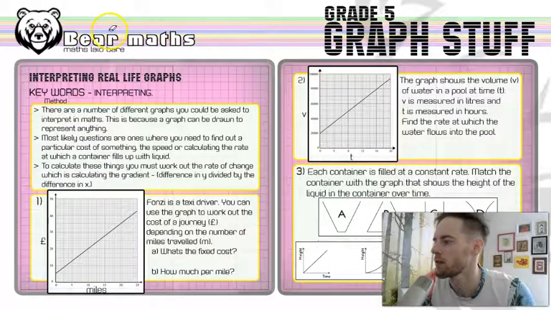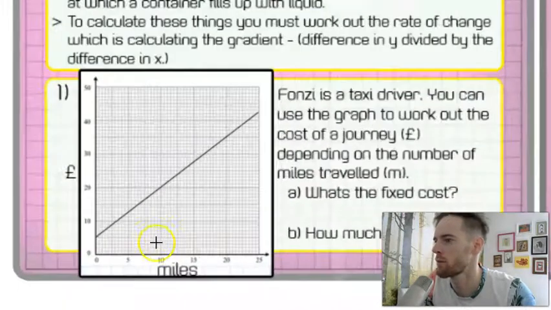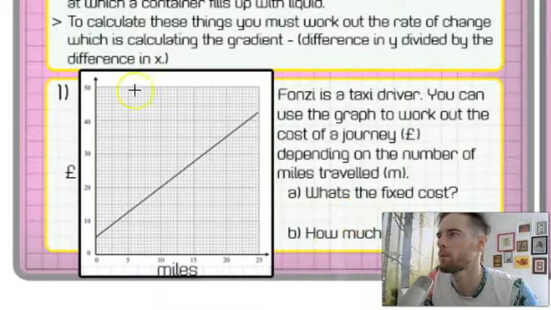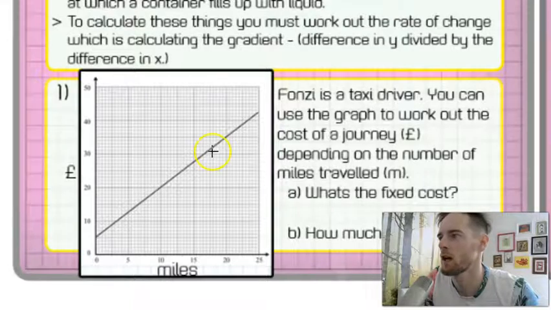All right, so we will get on with it, and I'll zoom into the first question, and you can have a look. Now the numbers are pretty difficult to see, and you probably won't be able to see me write the answer of the last question, but I'll do my best to help you understand what's going on. So in the first question, Fonzie is a taxi driver, and you can use this graph to work out the cost of a journey in Fonzie's taxi.